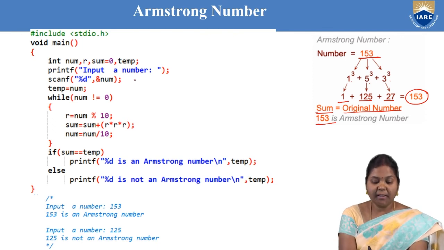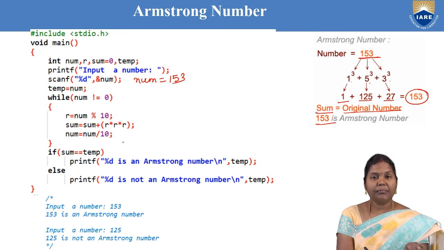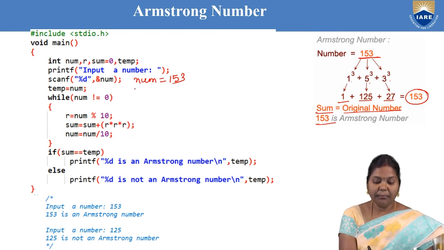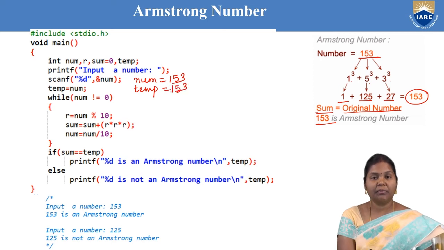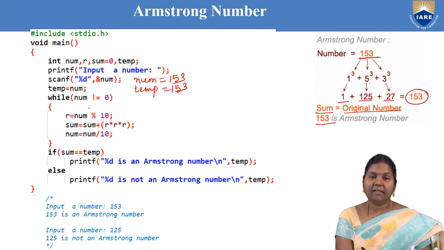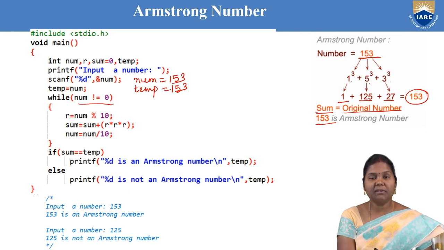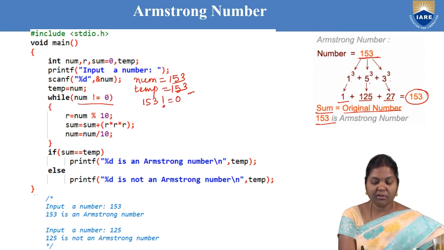Now, first we are reading a number. So suppose num is equal to 153. Now, let us store the number into a temporary variable. So temp is equal to 153. We are storing into a temporary variable. Now, check the condition. While the number is not equal to 0. Yes, 153 is not equal to 0. It is true. Yes, the while loop condition is true.